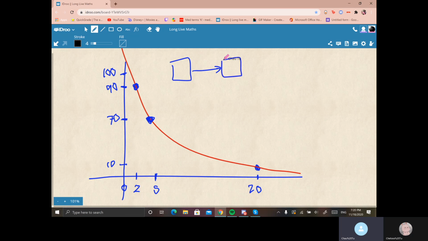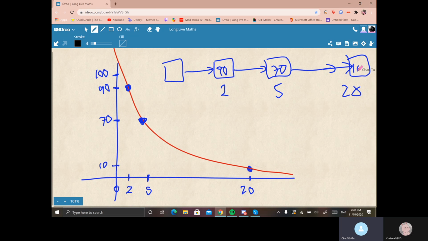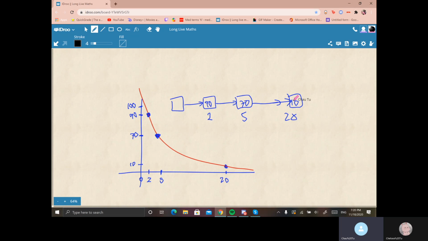So right at the start of the experiment, you don't know. 2 hours in, you took the measurement and it's 90 kilograms. And then 5 hours in, you took the measurement again. The mass is 70 kilograms. So you can see it's decaying. And then a massive 20 hours later, the mass is only 10 kilograms. What's the half-life of this? How would you go about doing this, Chelsea? If you're a scientist, what do you look for in order to obtain the half-life?